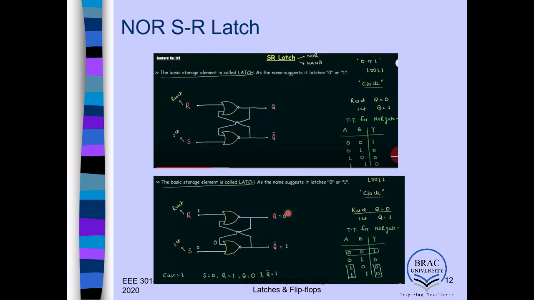If Q is 0, then it will come to here. So for this one, it becomes 0 0. For a NOR gate, if the input is 0 0, the output is 1. So this Q prime becomes 1. So for case 1, for S equals 0, R equals 1, our Q becomes 0, Q prime becomes 1.